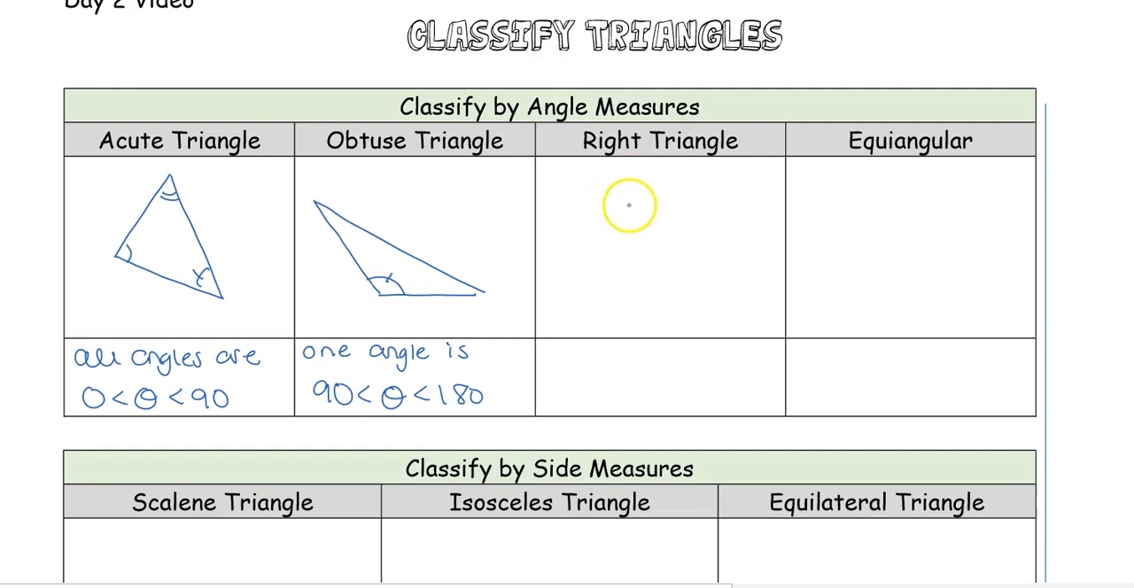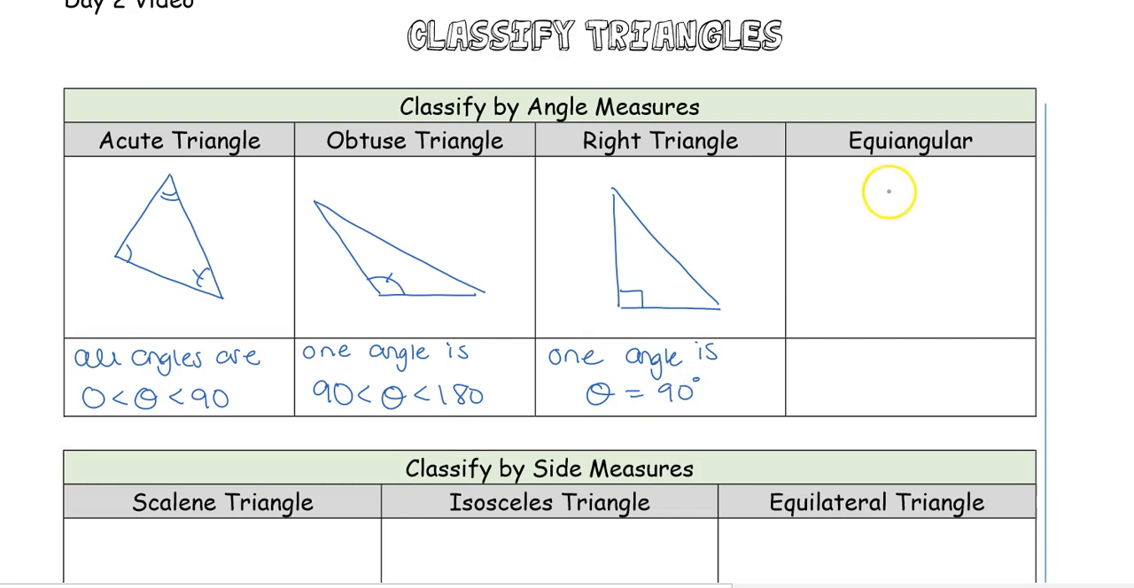A right triangle is a triangle that's going to have a right angle. So one angle is a right angle, which means, what's that say? One angle is going to be equal to 90 degrees. A right angle is going to be a 90-degree angle.